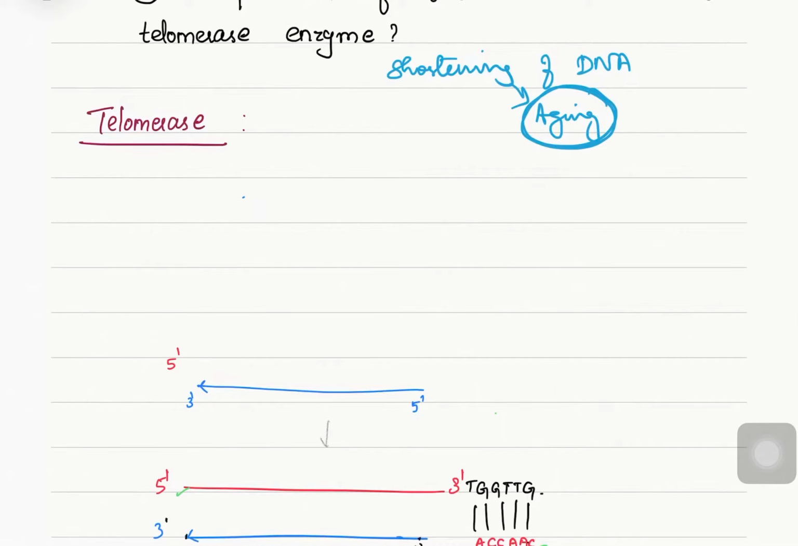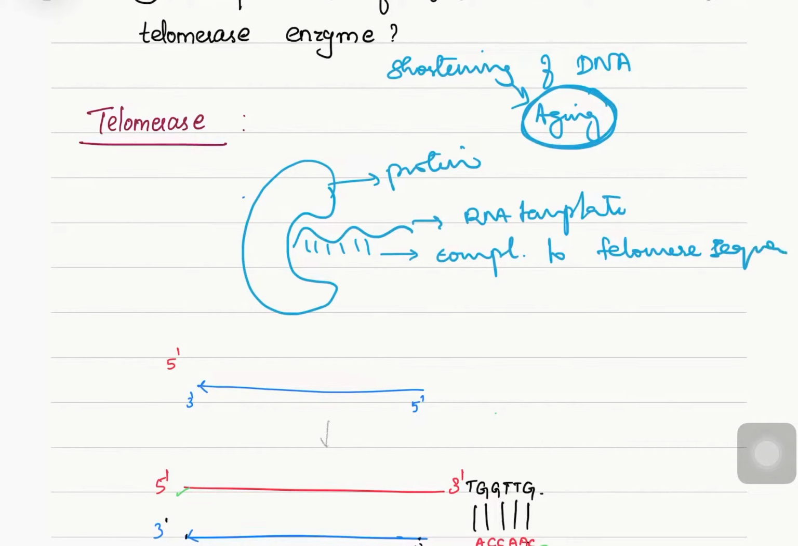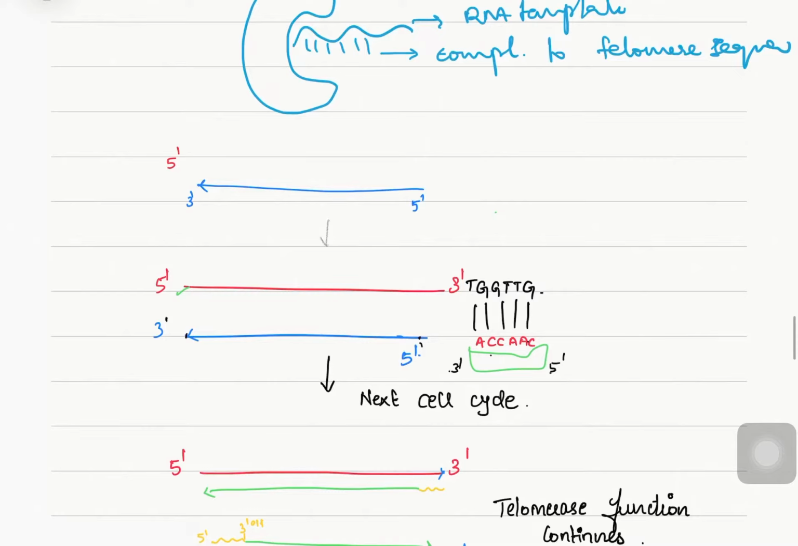Now we will see what is telomerase. Telomerase is an enzyme which has two components. One is the protein component and one is the RNA template component. This RNA template will have a sequence which is complementary to the telomere sequence. Okay, so now for this telomerase, here we have one strand.